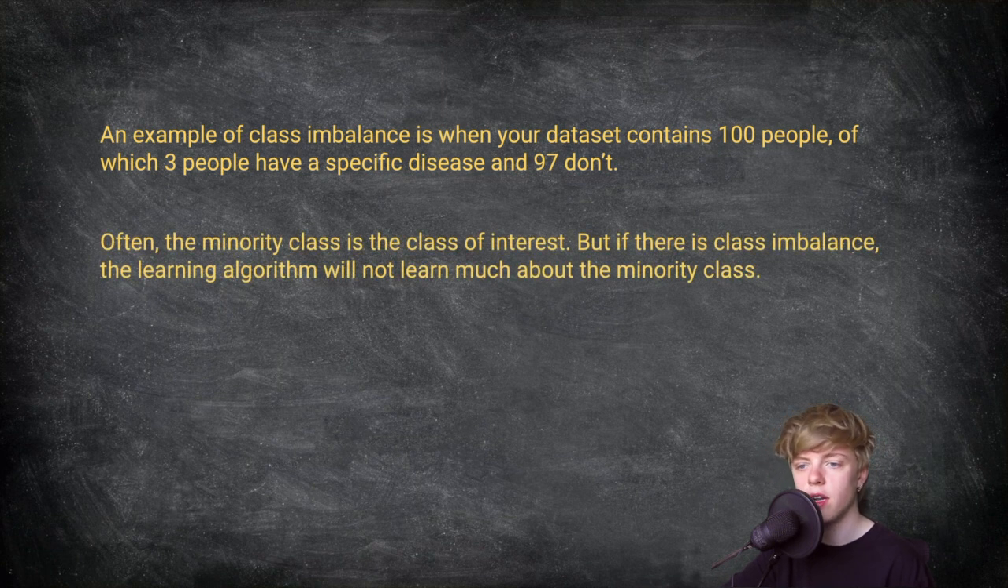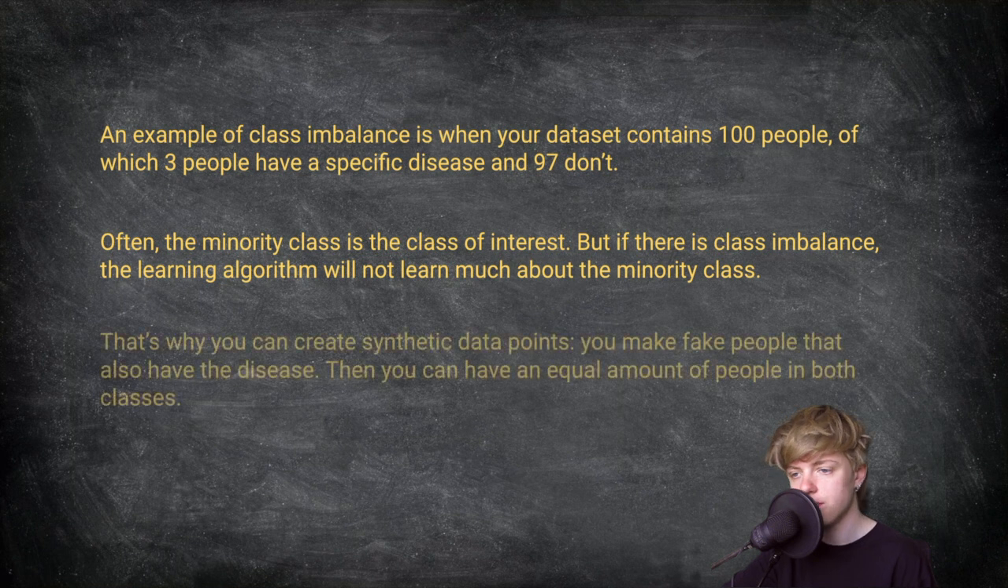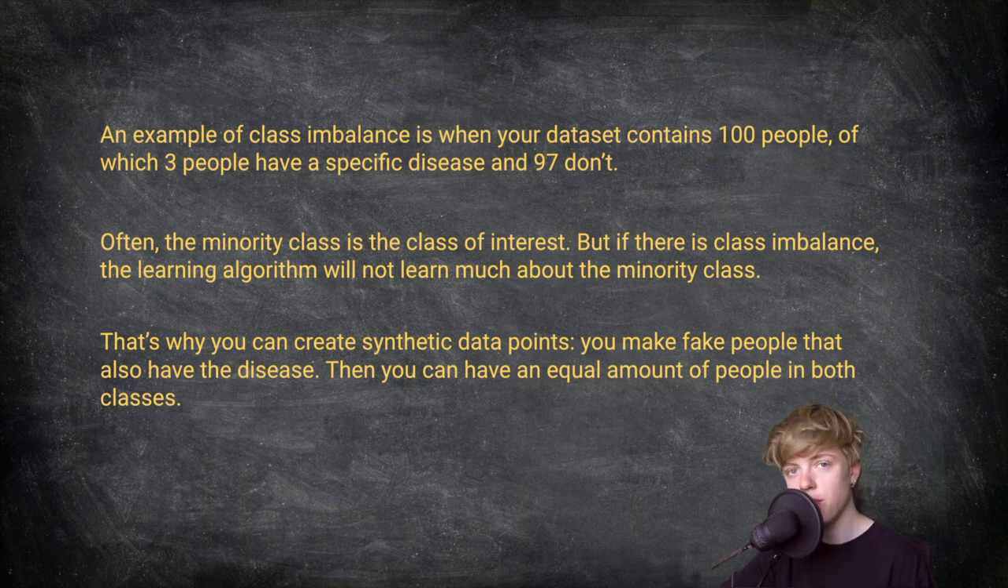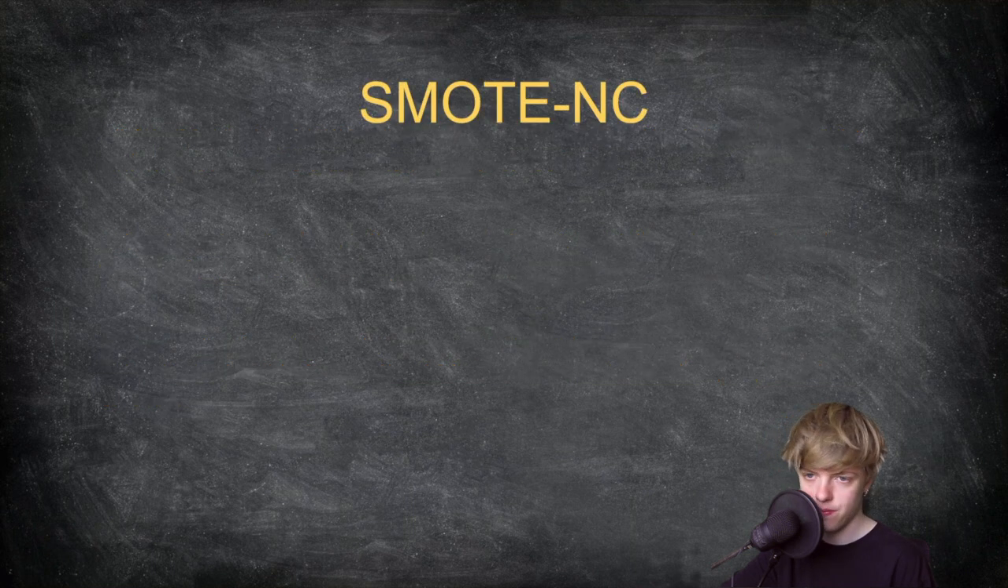Often the minority class is the class of interest, but if there is class imbalance, the learning algorithm will not learn much about the minority class. That's why you can create synthetic data points. You make fake people that also have the disease. Then you can have an equal amount of people in both classes.